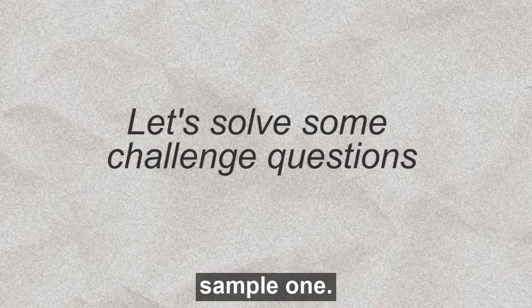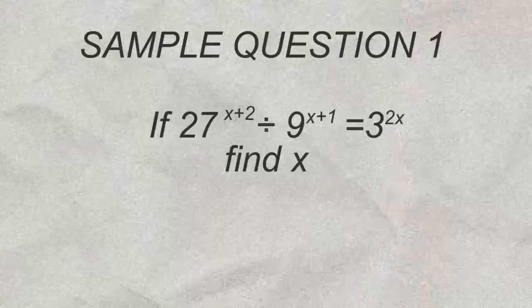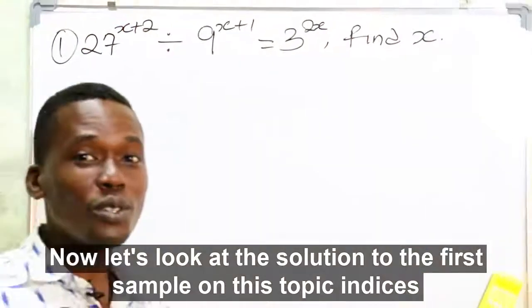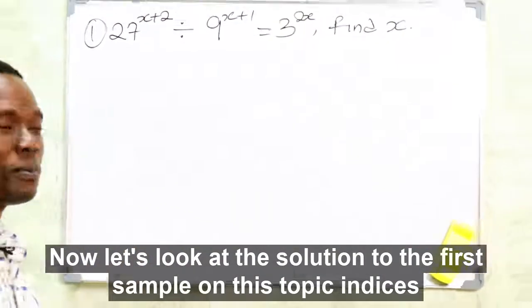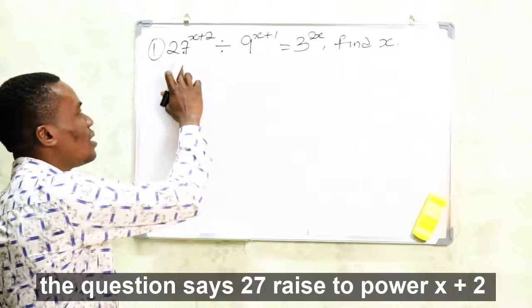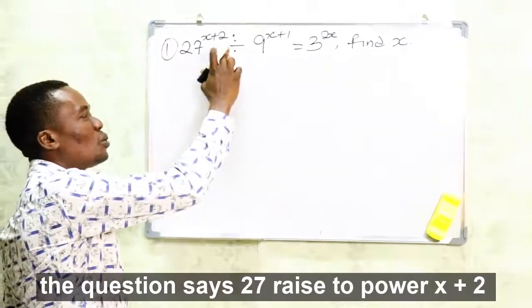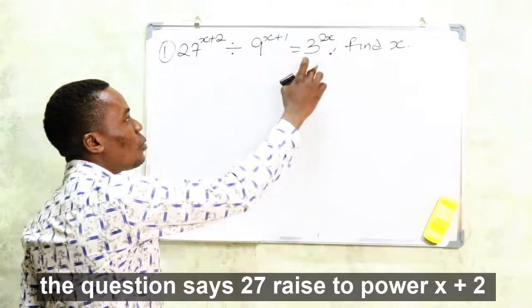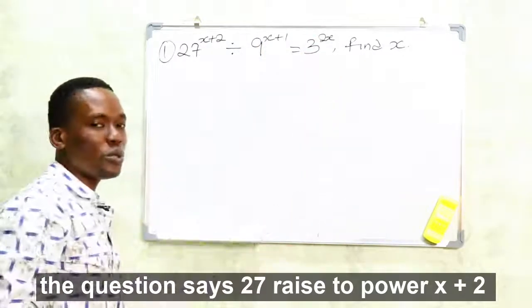Now let's go to sample 1. Sample 1. Now let's look at the solution to the first sample on this topic, indices. The question says 27 raised to power x plus 2 divided by 9 raised to power x plus 1 equal to 3 raised to power 2x.